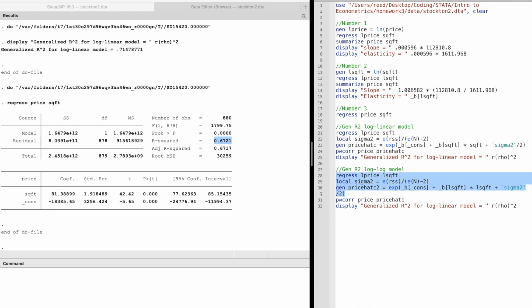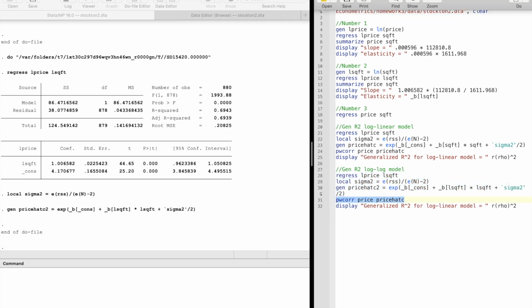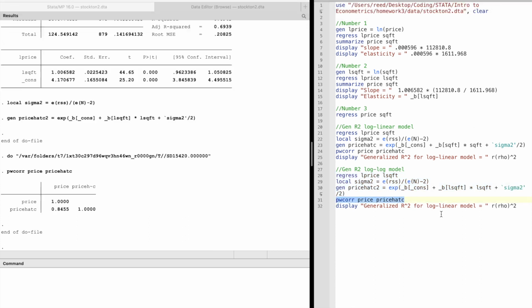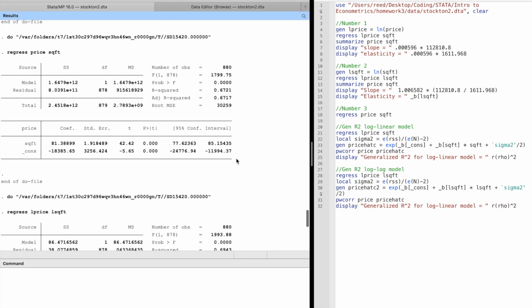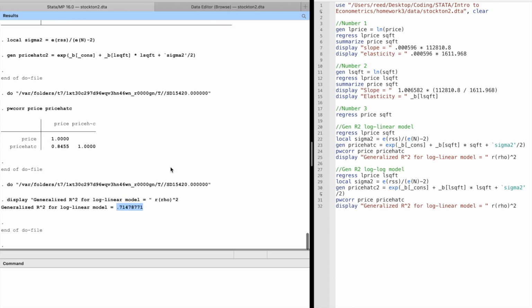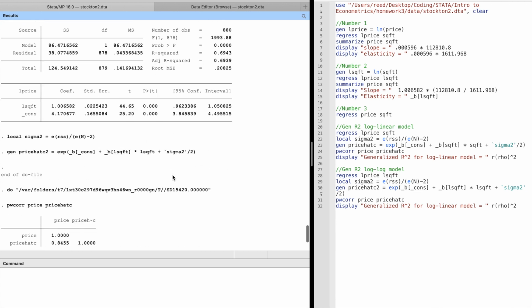So if we run these, everything's good. We get the correlation, and then we can get our generalized R square by taking that correlation and squaring it. So if we compare this, 0.714, 0.714787771, it's the same.